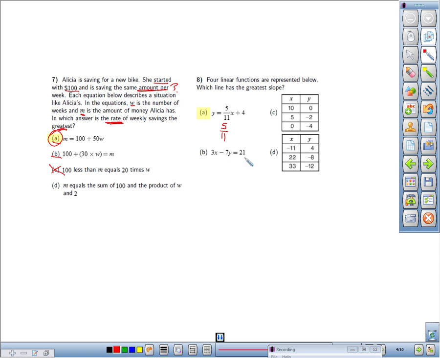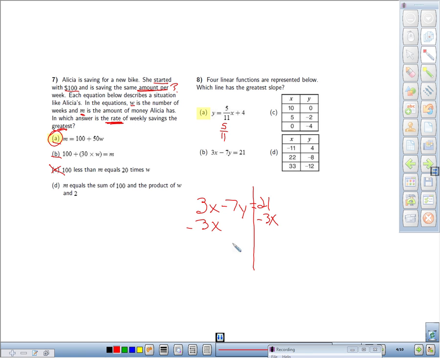Let's start with B. Notice it's not in slope-intercept form, so we're going to have to change it up. So 3x minus 7y equals 21. We want to get the y by itself. So the first thing I've got to get rid of is my 3x. So I'll subtract 3x on both sides of the equal sign. 3x minus 3x is 0. That just leaves me with this negative 7y. Notice I can't take 3x from 21. They're not like terms. So negative 3x plus our 21.